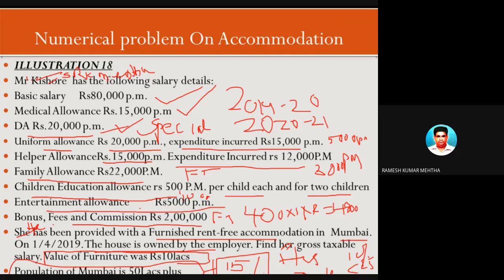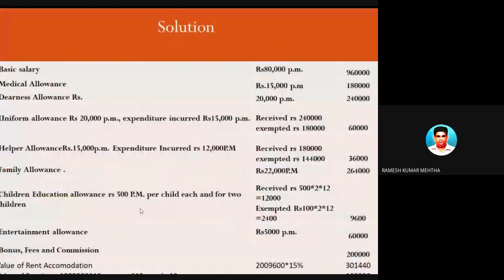So the value of the furniture for the purpose of calculation of the perquisite is equal to 10% of the value of the furniture. So I have discussed the problem. Now let's do the problem. The problem is in front of you. The solution also is in front of you. Please pay attention now. So I have solved the problem.